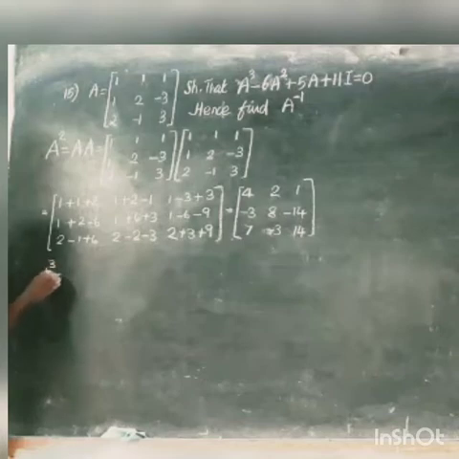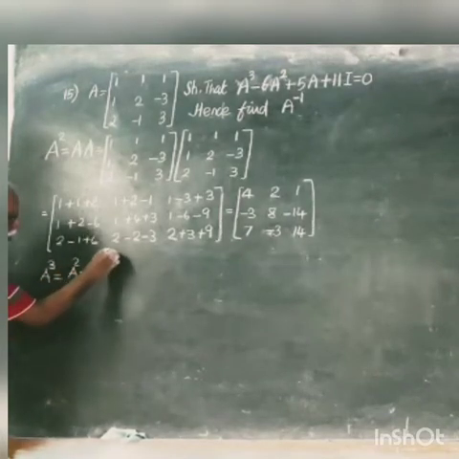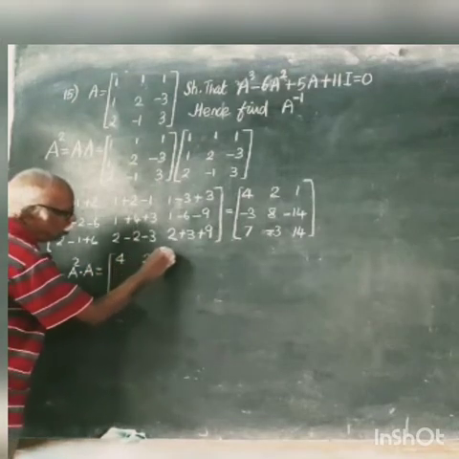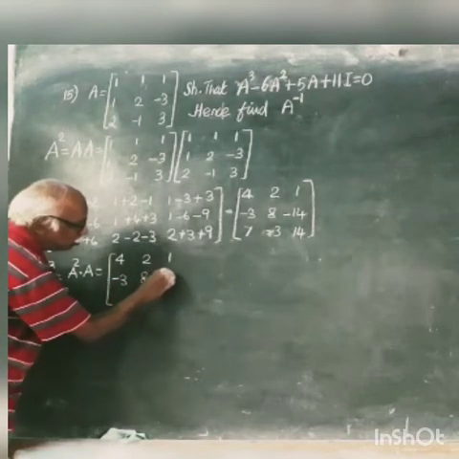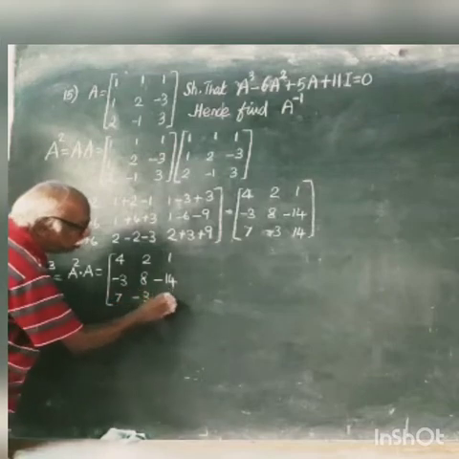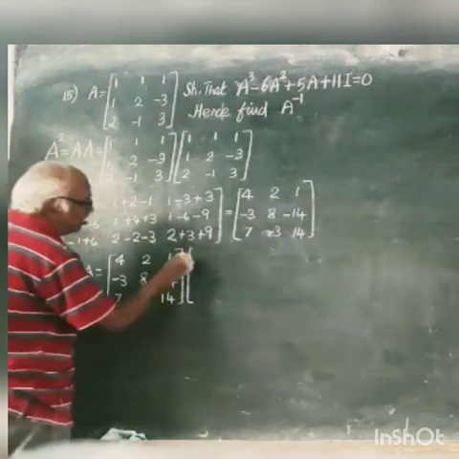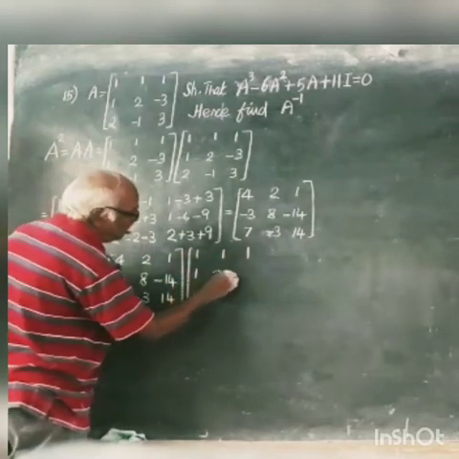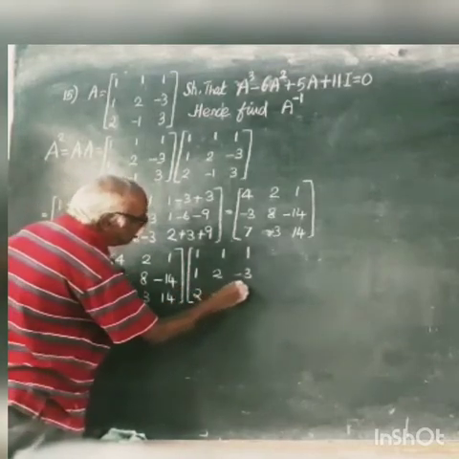Okay. Now find A cube. How to find A cube? A cube is equal to A square into A. A square is 4, 2, 1, minus 3, 8, minus 14, 7, minus 3, 14, then A, 1, 1, 1, 1, 2, minus 3, 2, minus 1, 3.